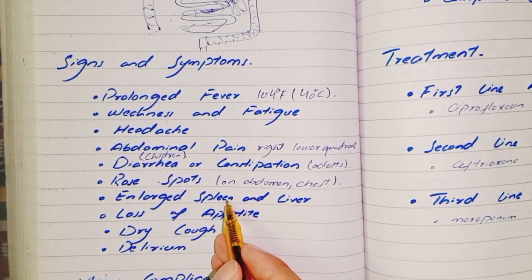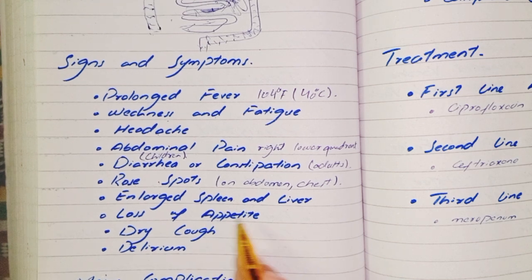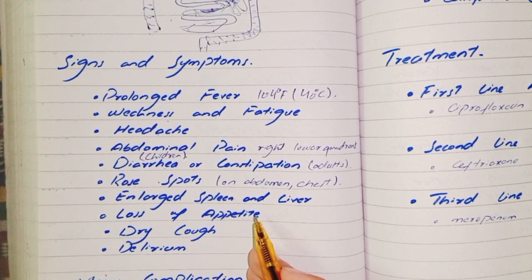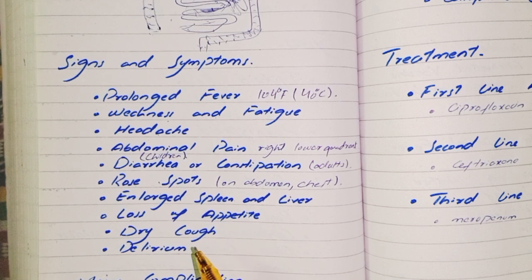Enlarged spleen and liver, loss of appetite. Patients with typhoid fever don't want to eat anything. Dry cough and delirium. Delirium is a serious mental disturbance that causes confused thinking in patients of typhoid fever and reduced awareness of the environment.